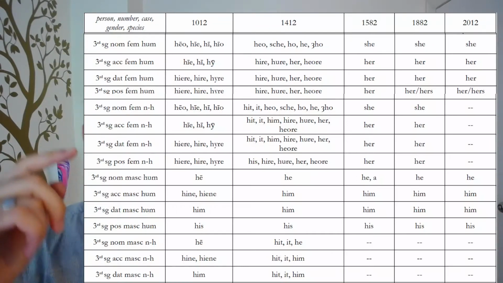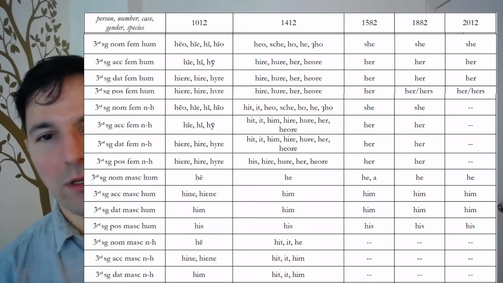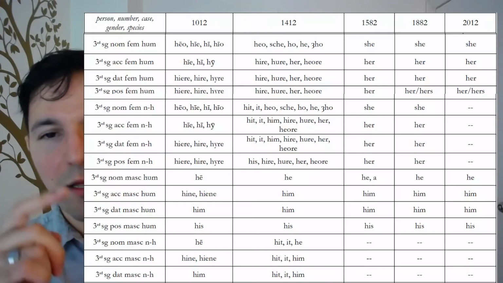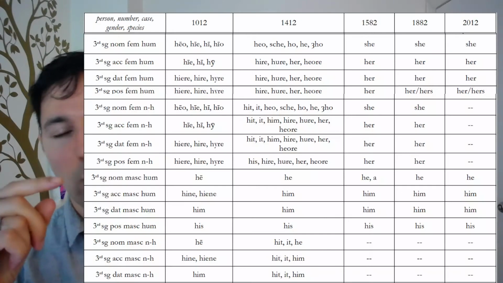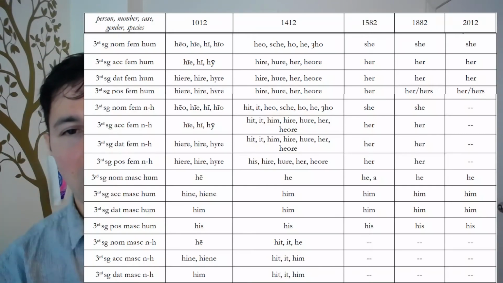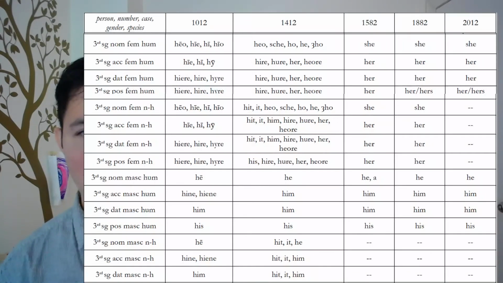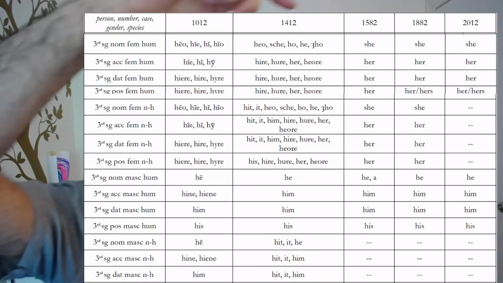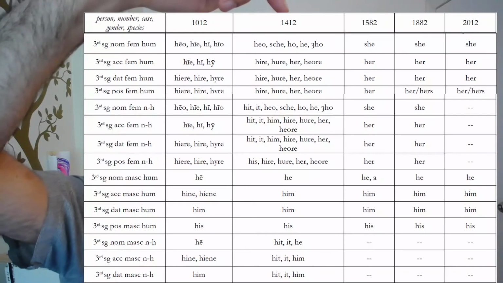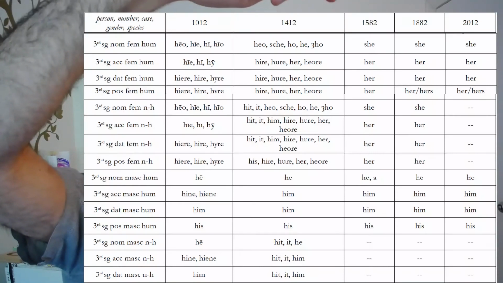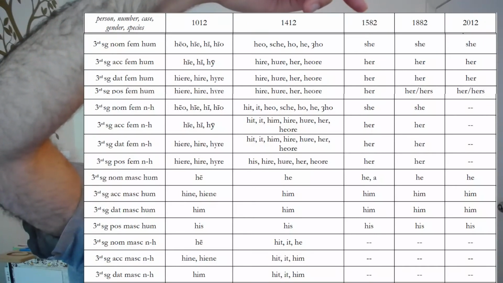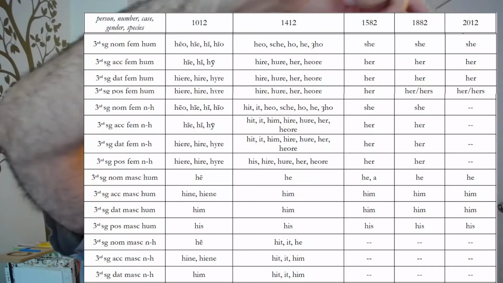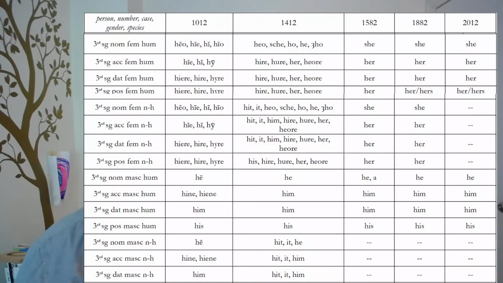What about masculine? Oh, sorry. And here we have also an important category. Actually, no, I'll jump down here. Masculine human pronouns. The same variation is not witnessed in these. Pretty consistently, he in 1012 remains he in 1412. In 1582, we sometimes get he reduced to a, as Shakespeare's Hamlet does, right? But then it remains he pretty consistently, he to he.